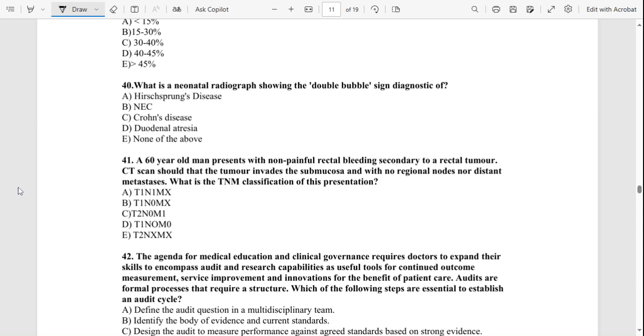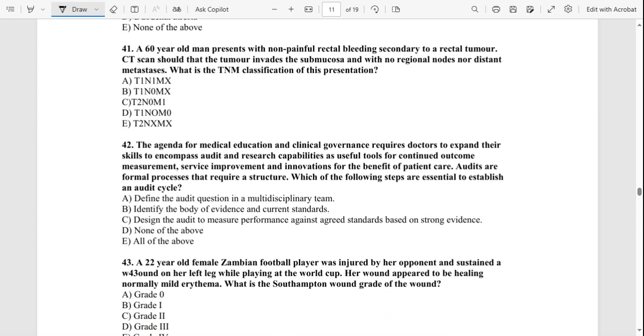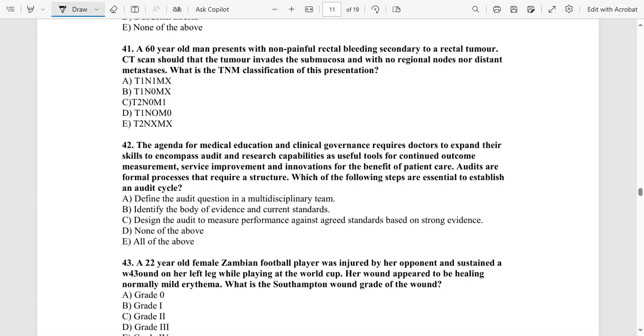Number 41. A 60-year-old man presents with painless rectal bleeding secondary to a rectal tumor. CT shows the tumor invades the submucosa with no regional nodes and no distant metastasis. What is the TNM classification? Anyone who can help? Feel free, doctors, feel free.